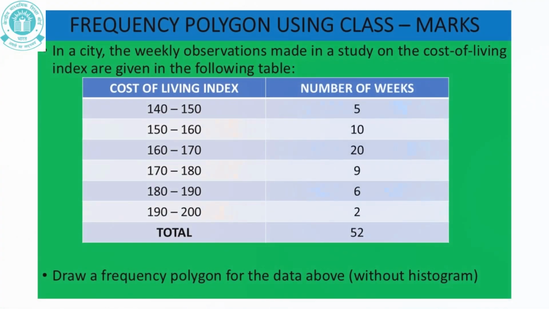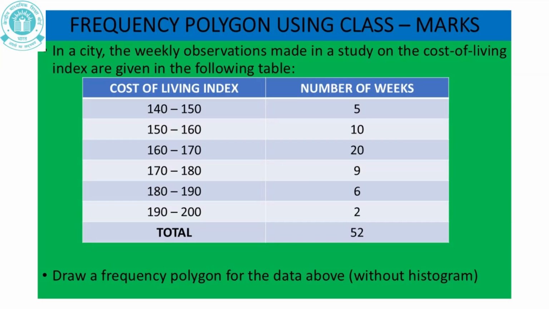We can tell our students that there is another way of making a frequency polygon by using class marks. Let us understand it with the help of some examples. In a city, the weekly observations made in a study on the cost of living index are given in the following table. Draw a frequency polygon for the data above without a histogram.